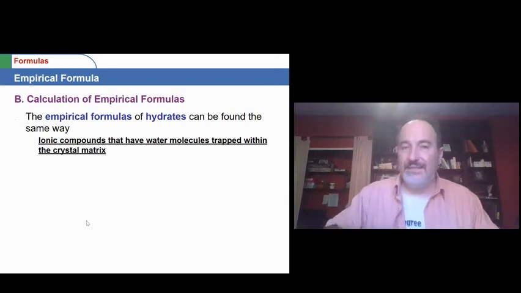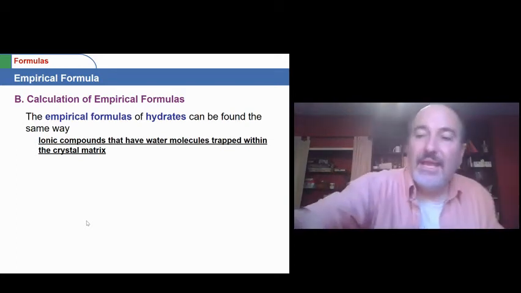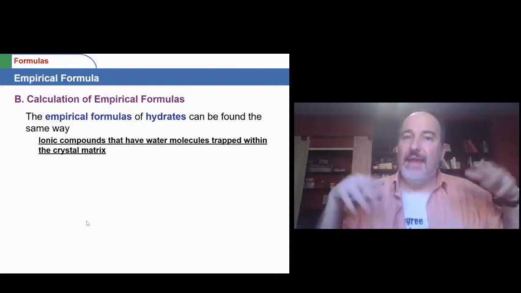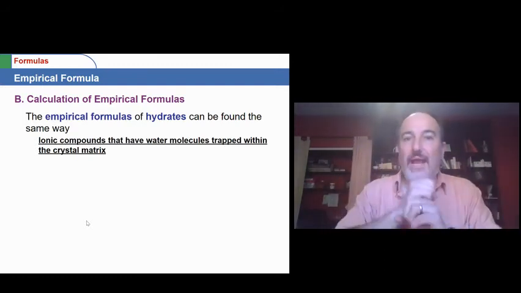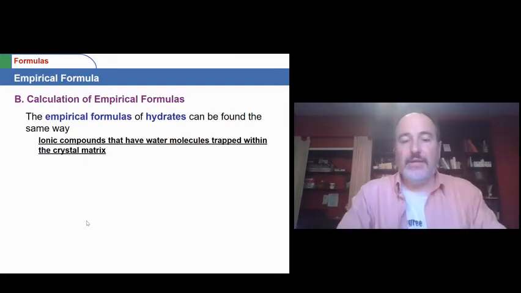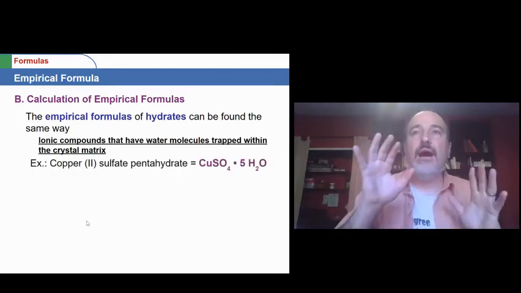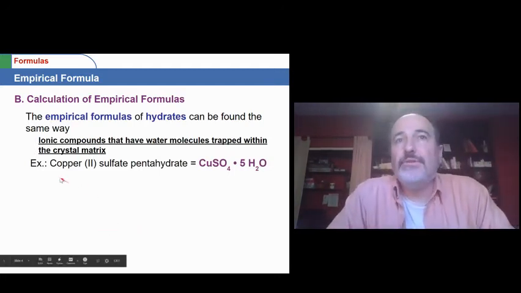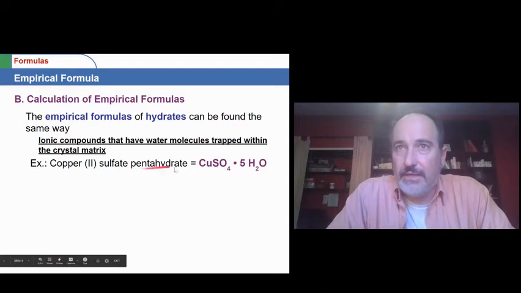Now, the cool thing about that is you can then take that crystal, heat it up, and get rid of the water and make it go back down again. Now, the formulas for hydrates always take a certain form. They always look like something like this. So if you have copper 2 sulfate pentahydrate, we have the copper 2 sulfate here.